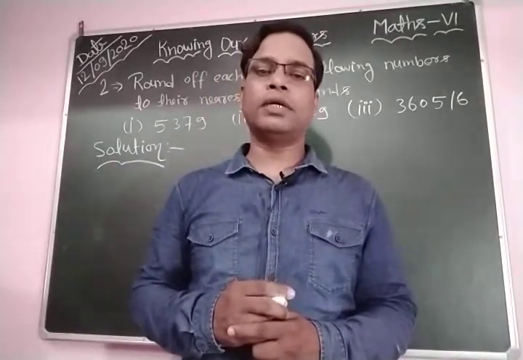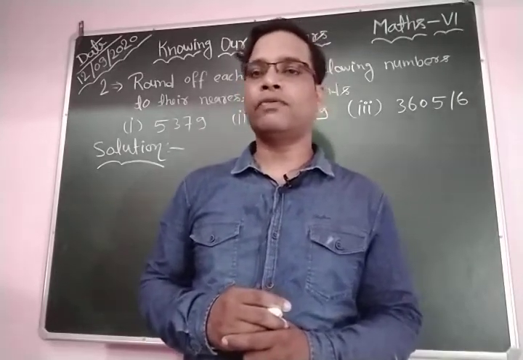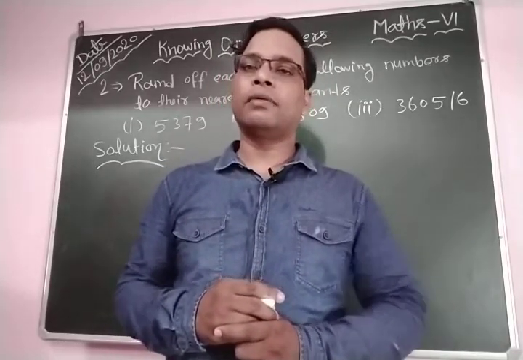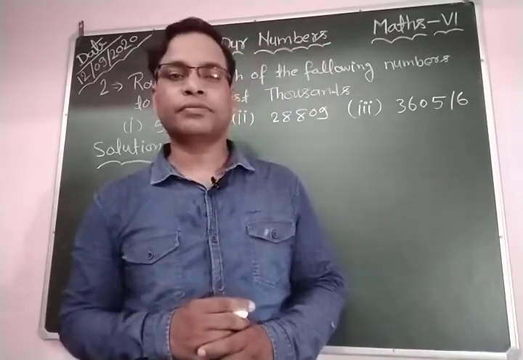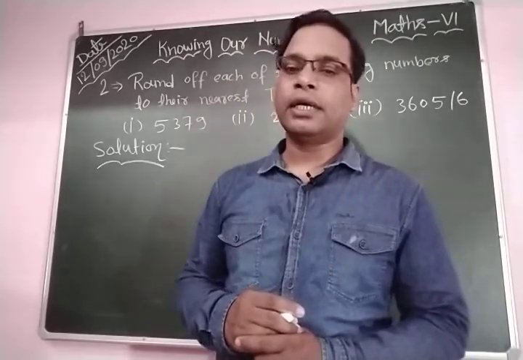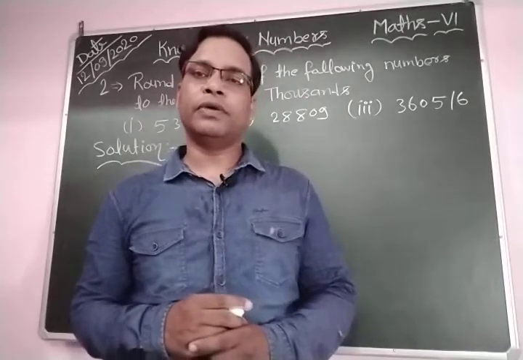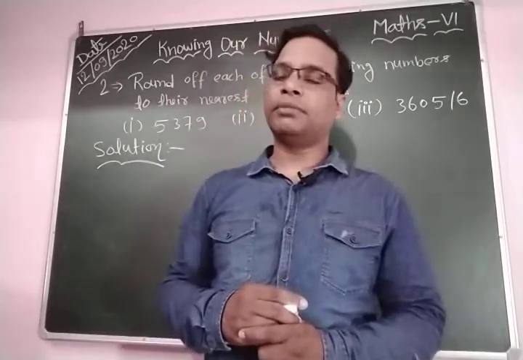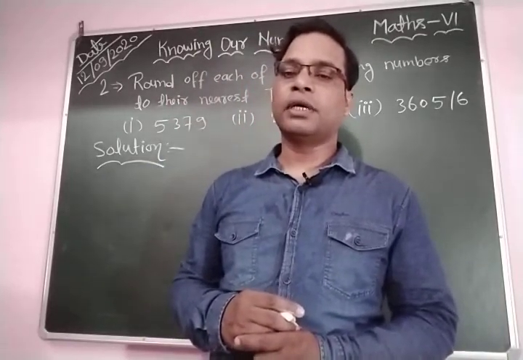Now for rounding off a number to the nearest 1000, we follow these steps. First, we observe the digit at the 100 place in the given number. If the digit at the 100 place is less than 5, then we replace each of the digits at the 100 place, tens place and ones place by 0. Keep all other digits of the number as they are.